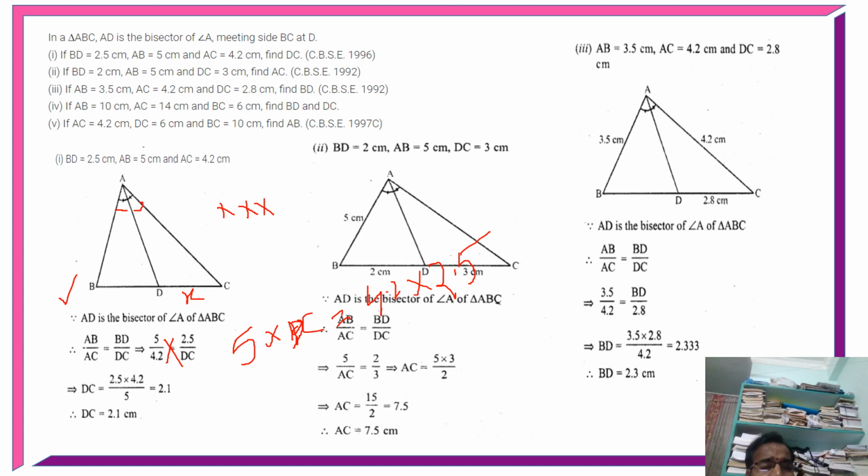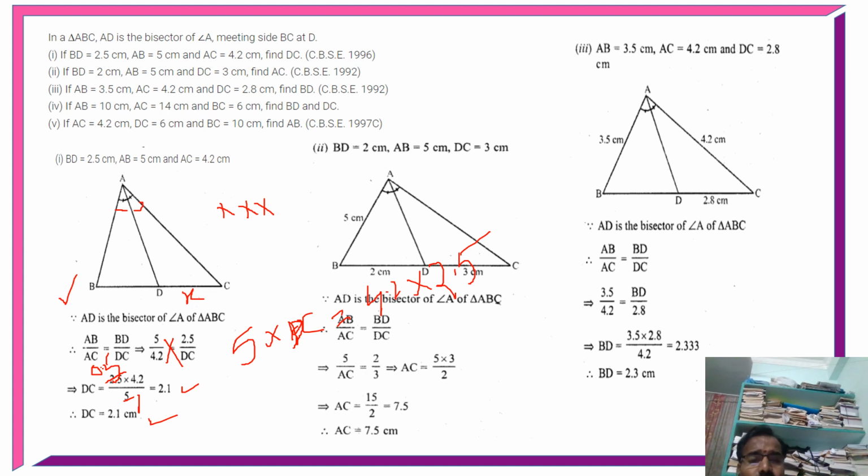Do the multiplication: 5 into 5 is 25, but the decimal point is there, so it becomes 0.5. Again 0.5 into 4.2 is 2.1. So DC is 2.1 centimeters. Once again I'm saying, children, if a line segment divides the vertex angle, it divides the opposite side in the same ratio as the remaining two sides, meaning AB by AC equals BD by DC.